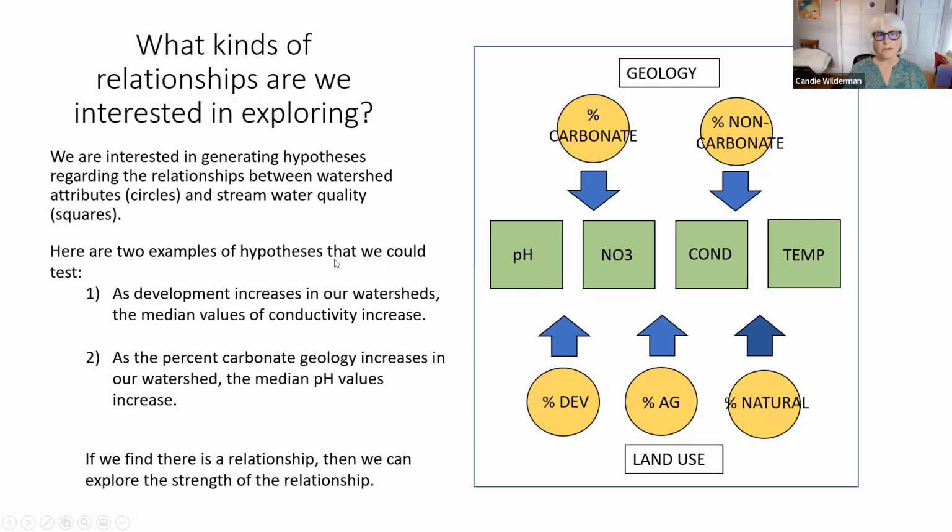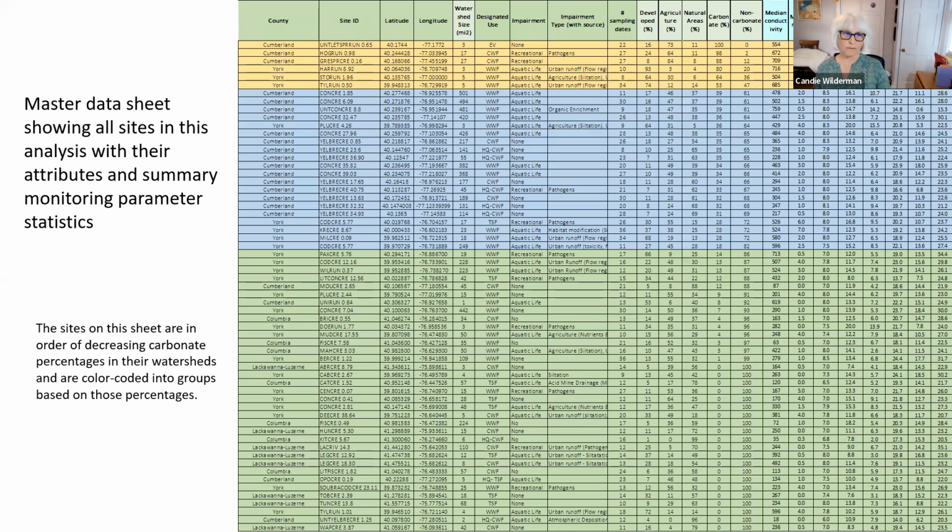So here are two examples of hypotheses that we could test. As development increases in our watersheds, the median values of conductivity increase. That's a hypothesis. It makes sense. Does it really happen? Can we demonstrate with our data that this is what happens? Another hypothesis could be, as the percent carbonate geology increases in our watershed, do the median pH values increase? And so if we find there's a relationship, then we also want to explore the strength of the relationship. So those are the kinds of hypothesis generations that we've been doing.